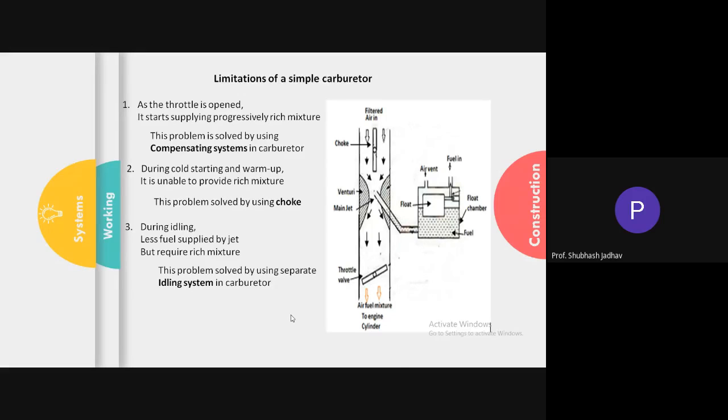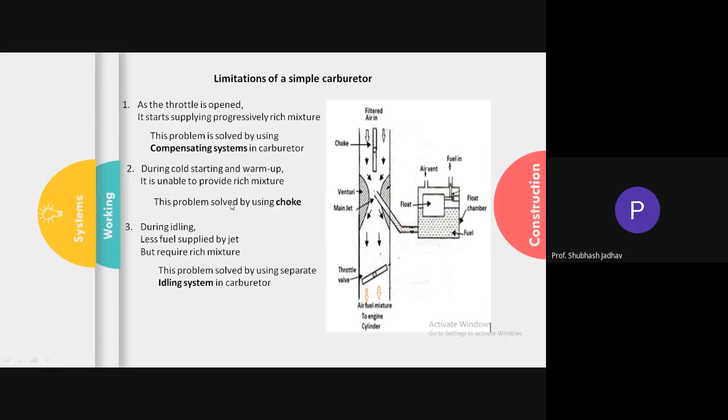So we are discussing the limitations of a simple carburetor. What were the limitations? First, as the throttle is open, whenever we push the accelerator, even though we are not expecting it to supply rich mixture, it is supplying rich mixture. We want to ensure quality should not change, but it is changing the quality. Okay, that is the problem. And that problem is solved by using a compensating system in the carburetor. Second problem, during cold starting, it is unable to provide rich mixture.